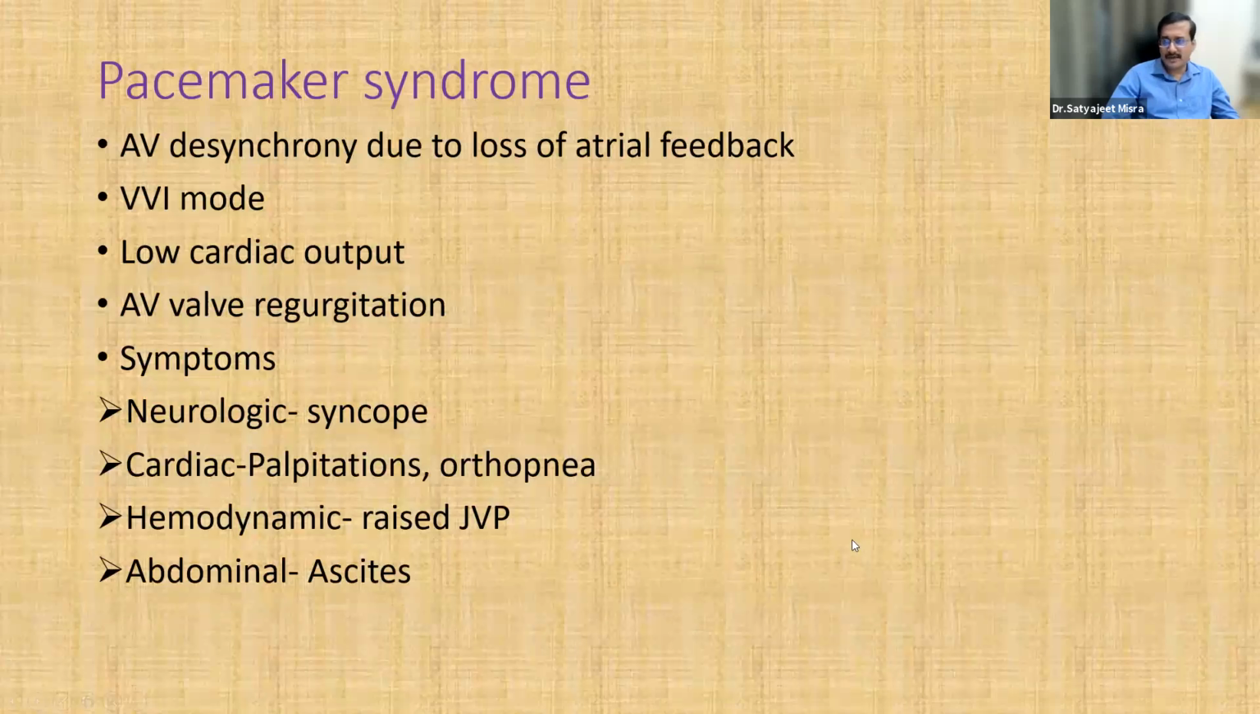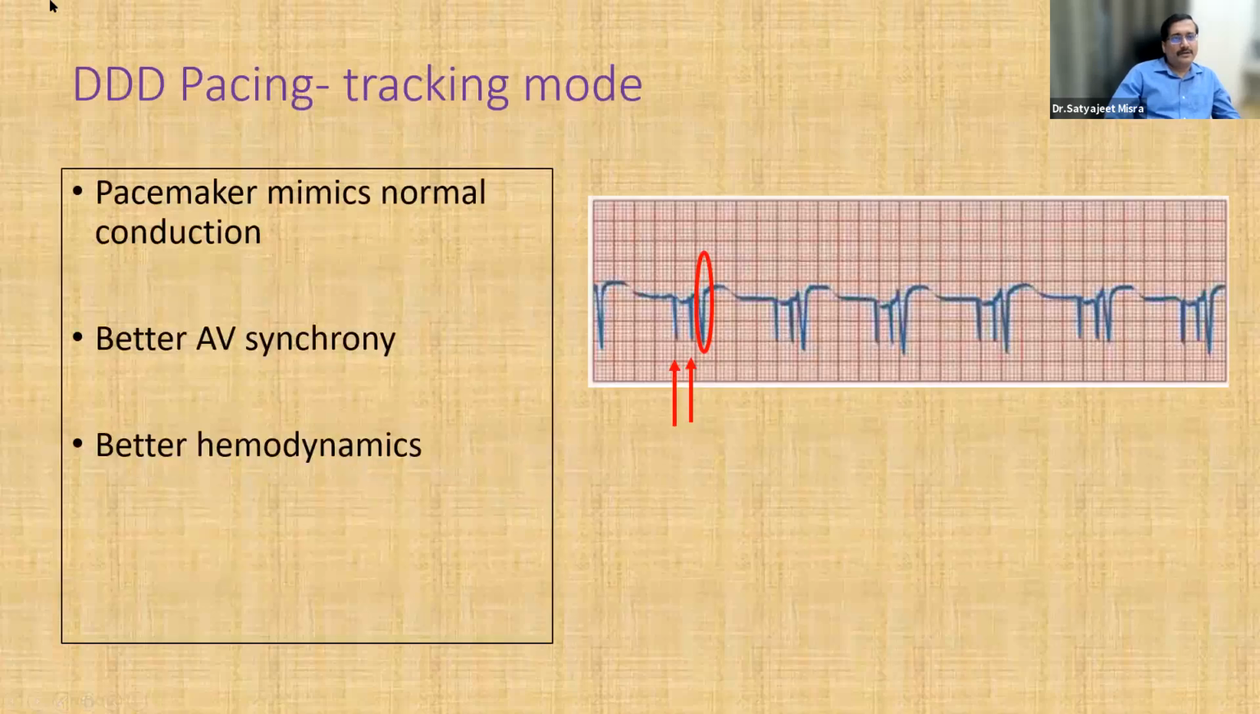The treatment is, if you have a single chamber pacemaker, you have to go in for a dual chamber pacemaker. The best way to do the pacing is to avoid the AV dyssynchrony by putting in DDD pacing. DDD pacing has a tracking mode, and this mimics the normal conduction. So you have better AV synchrony and better hemodynamics. The atria can be both paced and sensed. Similarly, the ventricle can be both paced and sensed, and that can give rise to either paced P waves or paced QRS complexes.